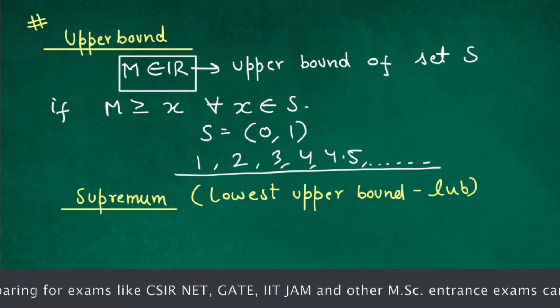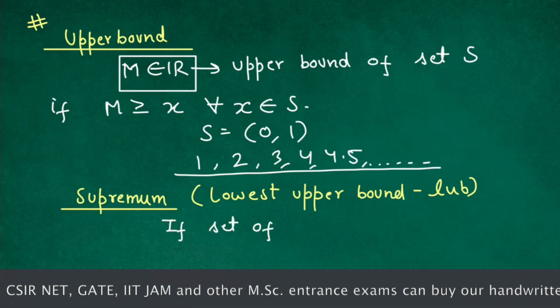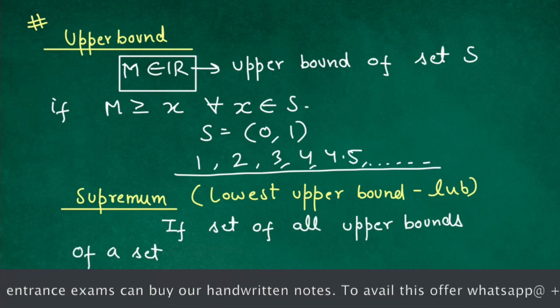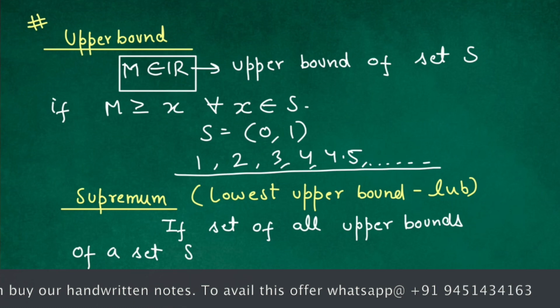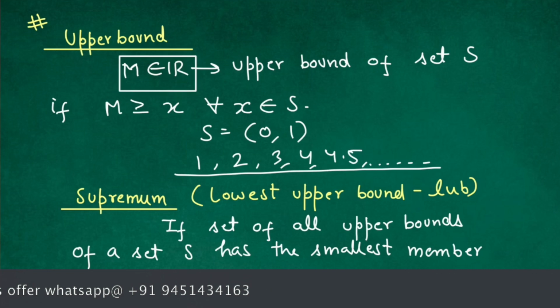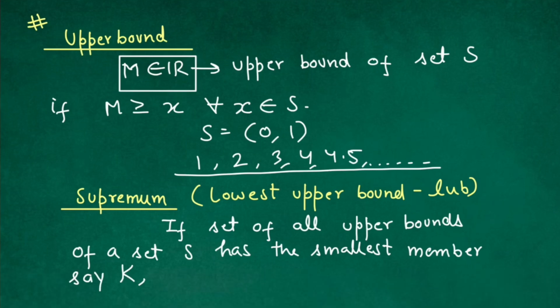Let me frame this into a definition. If the set of all upper bounds of a set S has the smallest member, say that member is capital K, then K is called least upper bound or supremum of the set.